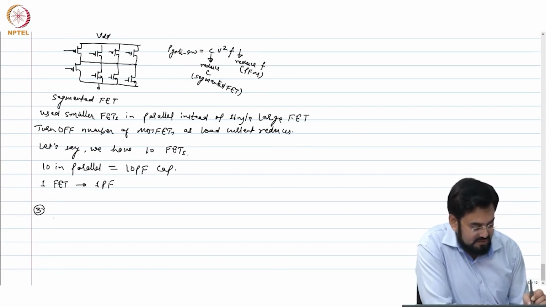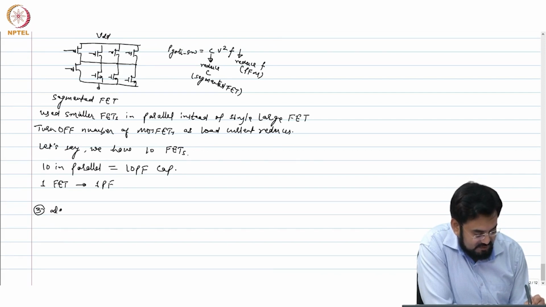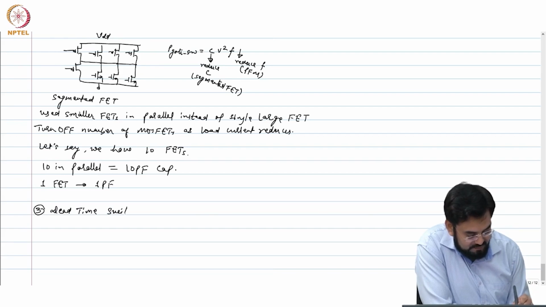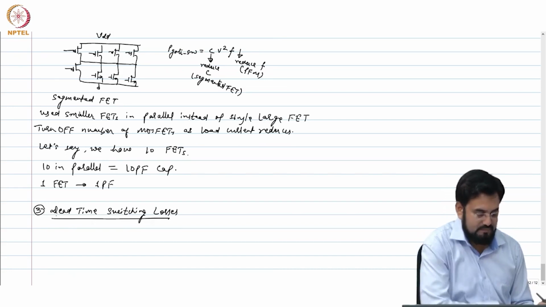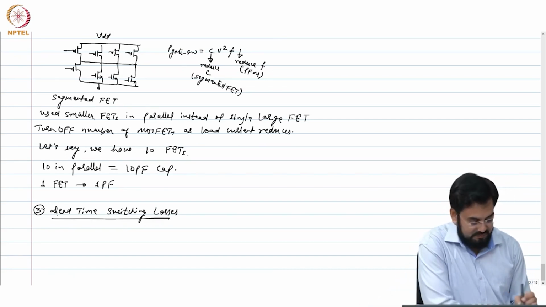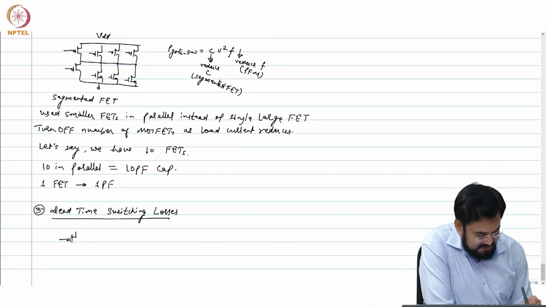This is another type of switching loss, which is called dead time switching loss. So you have these FETs. What would happen if I turn on them simultaneously? So this is, let's say, 50 milliohm. This guy is also 50 milliohm.